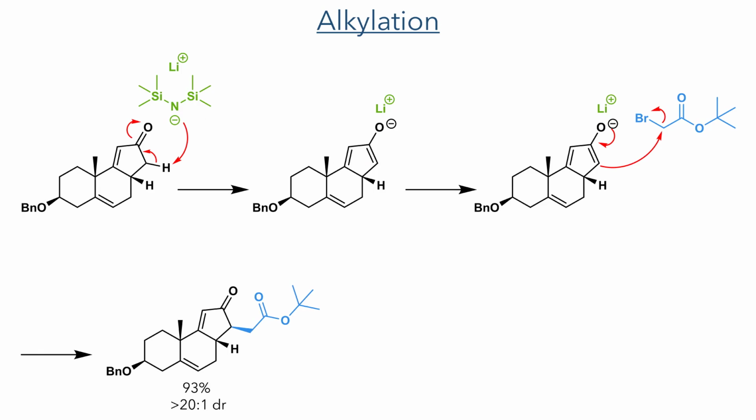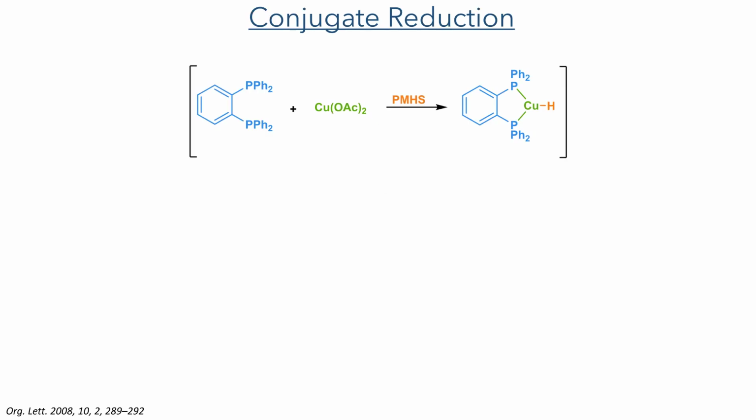With this compound in hand, the alpha position was then deprotonated with lithium HMDS, generating an enolate that then attacked tert-butyl bromoacetate. This formed the product in a 93% yield with a greater than 20:1 DR. The stereochemistry is likely guided by the concave shape of the molecule, which blocks the bottom face due to steric hindrance. In the next step, the carbon-carbon double bond of the enone system was reduced.